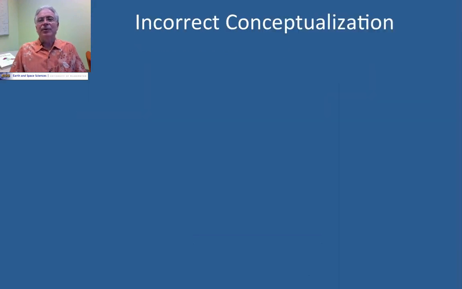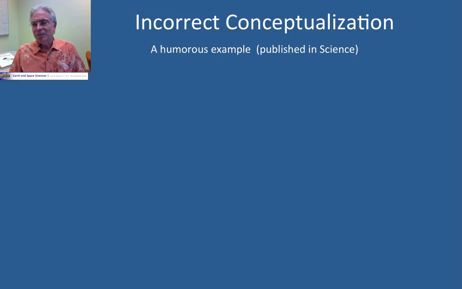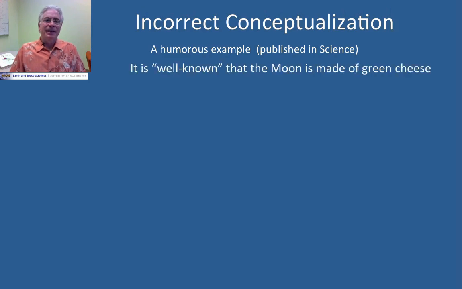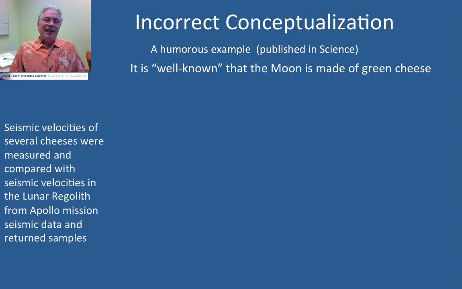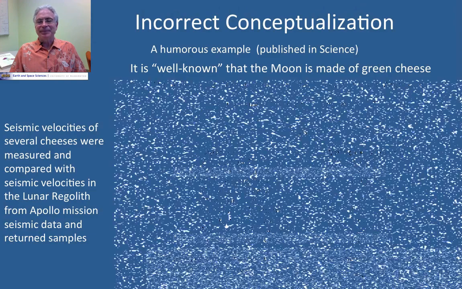Let's talk about other incorrect conceptualizations. Well, let me give you a humorous example, which was actually published in the science journal called Science. It was all based on this well-known truth that the moon is made of green cheese. At the time of the Apollo exploration of the moon, seismic velocities of several cheeses were measured in the laboratory and compared with the seismic velocities measured through the lunar regolith using instruments from the Apollo mission.